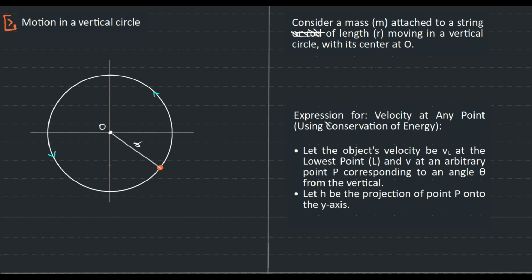Then what else? We are looking at an expression for velocity at any point. So we are going to make use of conservation of energy. Now let the object's velocity at the lowest point be VL. Actually, let me take it as U. First thing is we'll enable a few things. We have point L, that's the lowest point. Point H is the highest point. Point P is any random point.